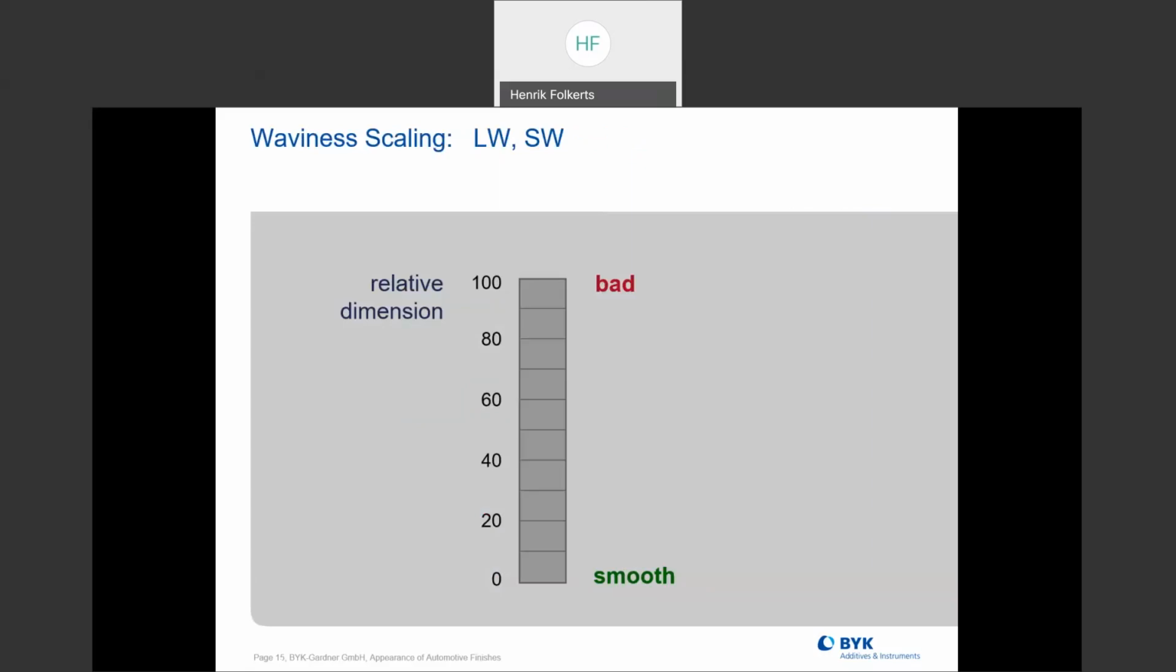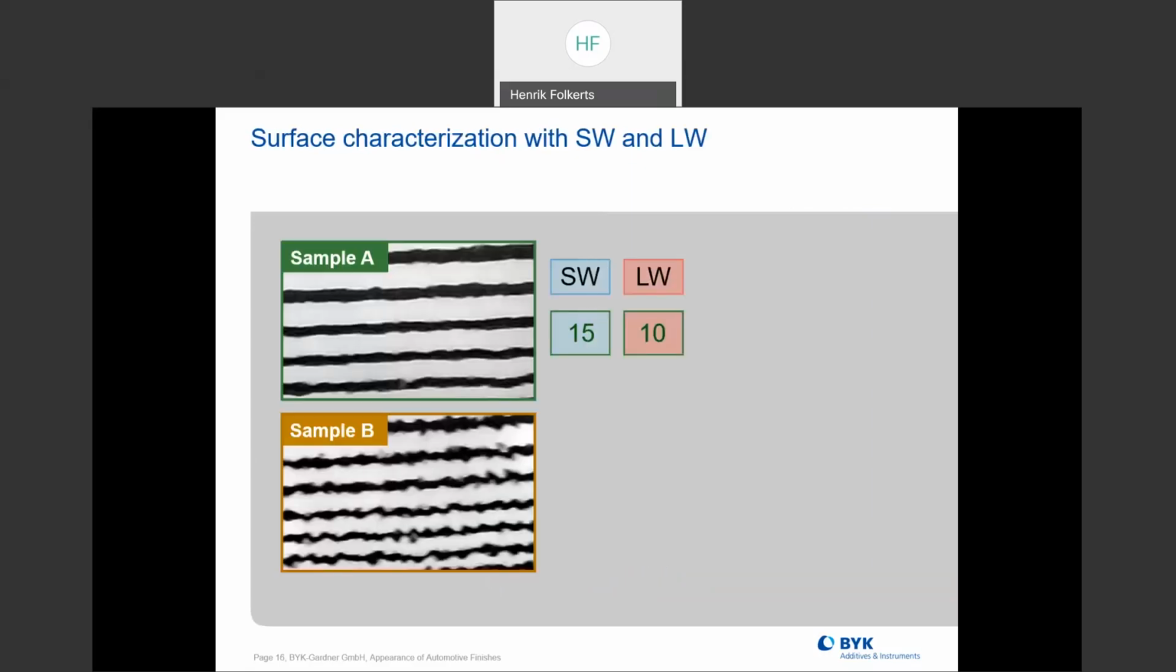Basically 0 would be smooth, and the higher up you get with long wave and short wave, the worse the appearance. So for these two samples, you have a short wave of 15 and a long wave of 10 for the top one, sample A. And for sample B, you have a short wave of 17 and a long wave of 31. So in this example, you can really see the differences, and it does kind of work with what the long wave and short wave tell you.